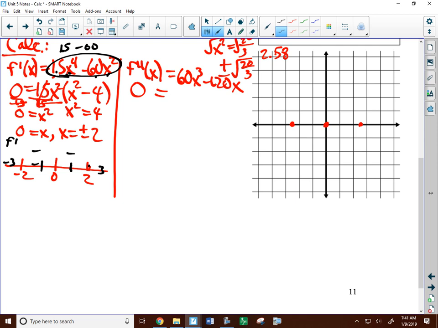If I do 3, I think these are going to be the positive ones. So if I plug in 3 here, 3 to the 4th, 81. 15 times 81, minus 60 times 3 squared, which is 9. And this number is bigger, so it will be a positive. Negative 3 is going to be the exact same because when you square it and when you do the 4th power, it's positive.